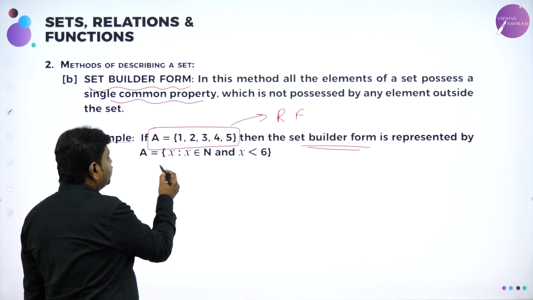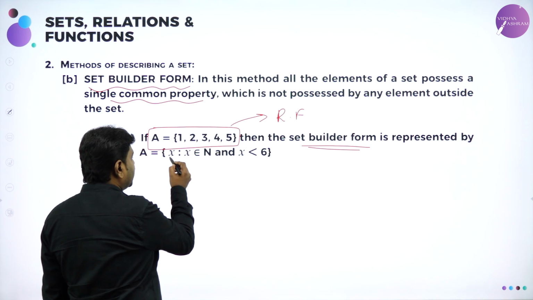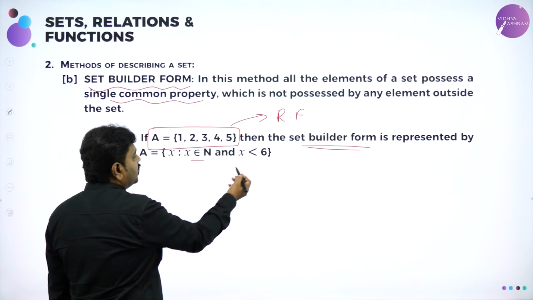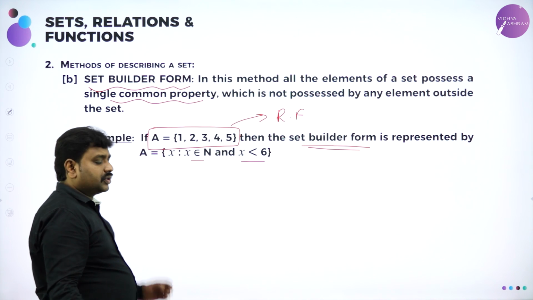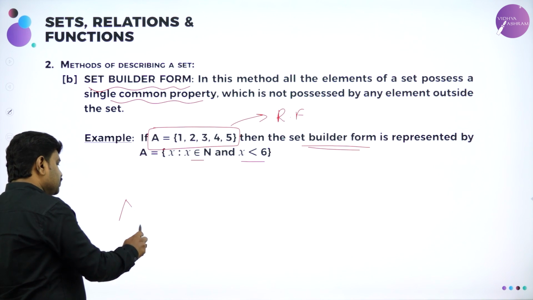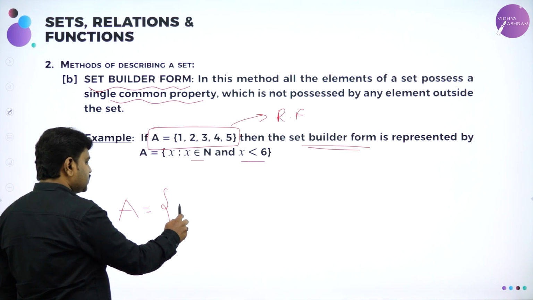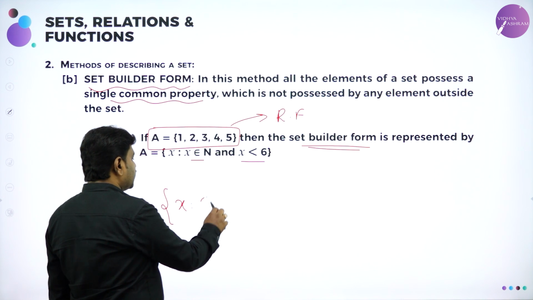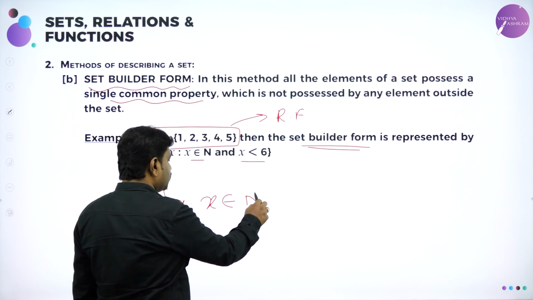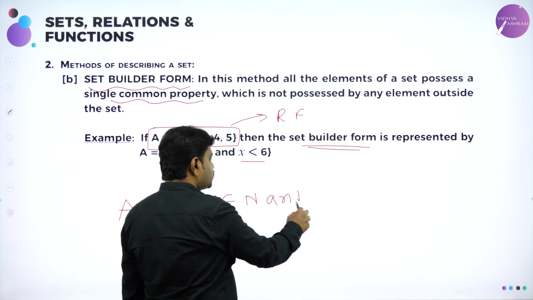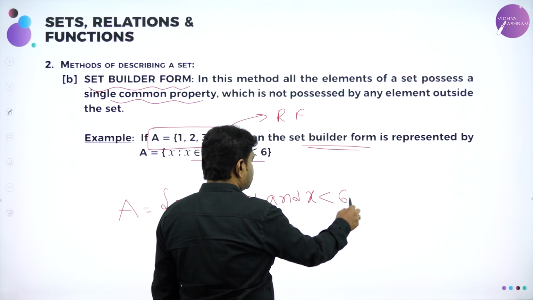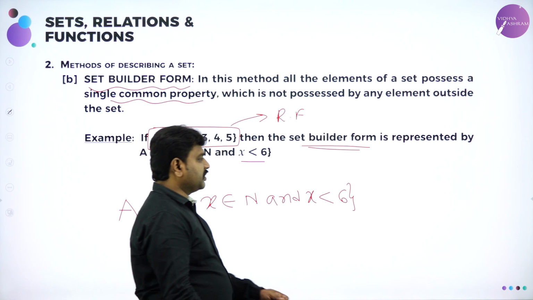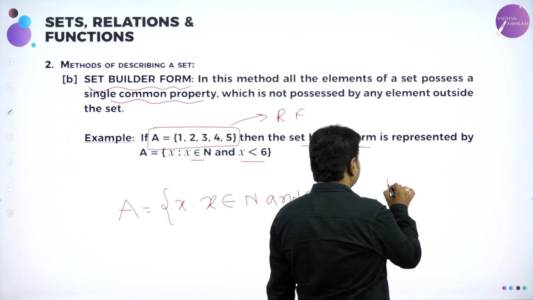So how to represent it? We write A is equal to X such that X belongs to natural numbers. These are natural numbers and less than 6. So here, dear students, observe, we wrote set A is equal to X, meaning set A contains element X such that X belongs to the natural numbers and the X value is less than 6.